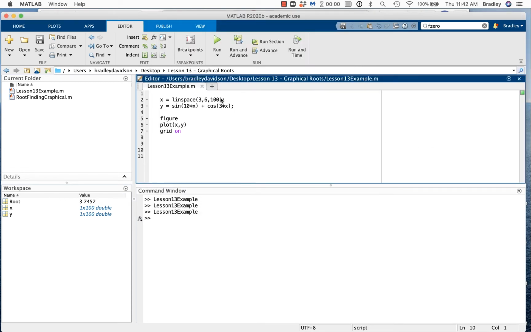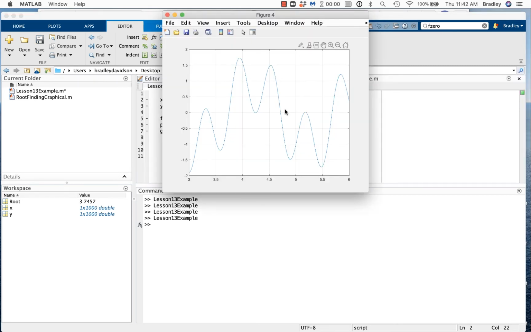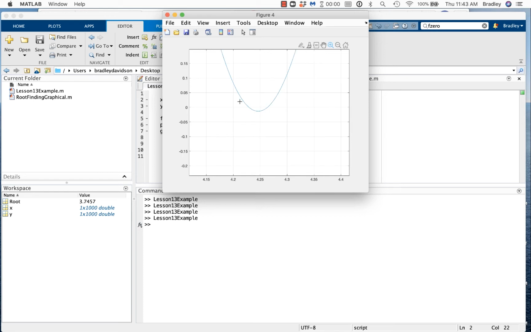So we can increase our resolution again in our linspace. Going back to our function again, let's examine those roots. And this looks much smoother now. So we should get a better approximation of where the 0 is. Continue to zoom in on where the 0 is.